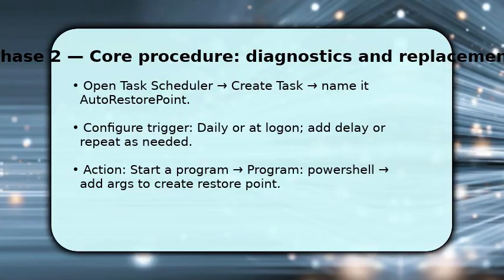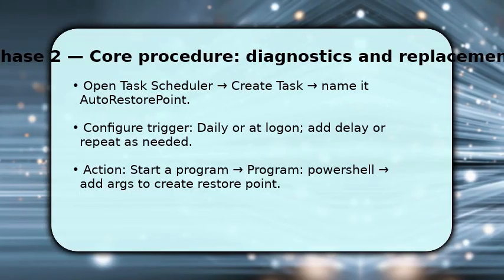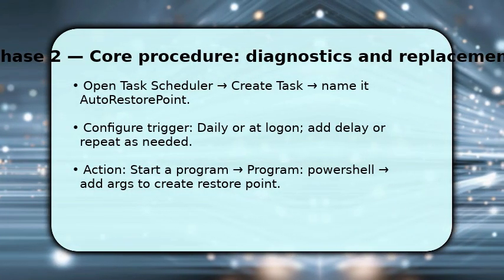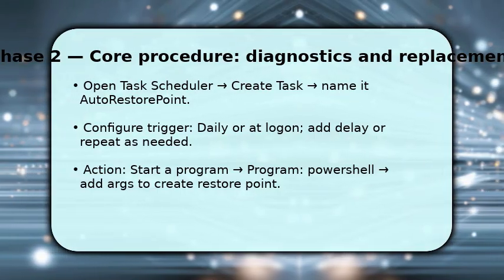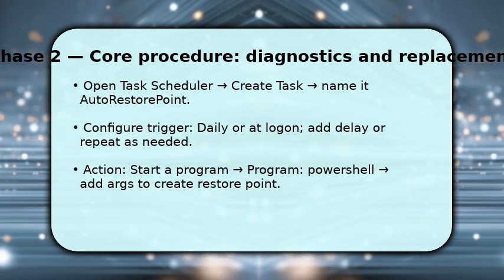For the action, choose Start a Program. Use PowerShell.EXE and add arguments to call Checkpoint-Computer with a descriptive name and restore point type MODIFY_SETTINGS. Make sure to run with highest privileges so System Restore can execute without permission errors.